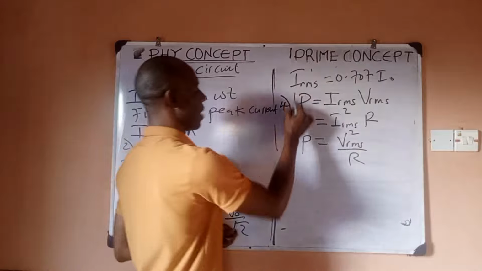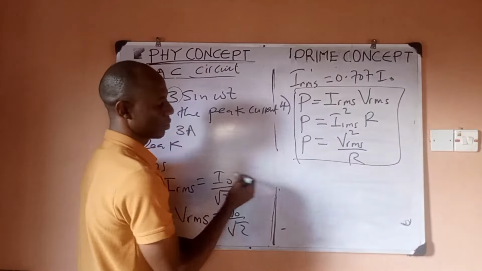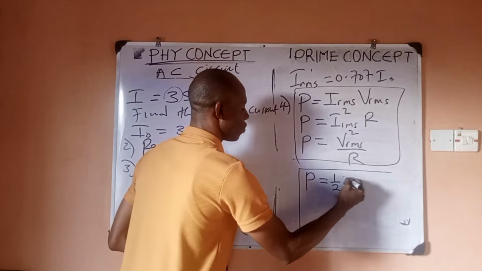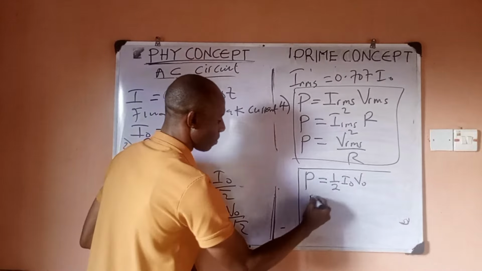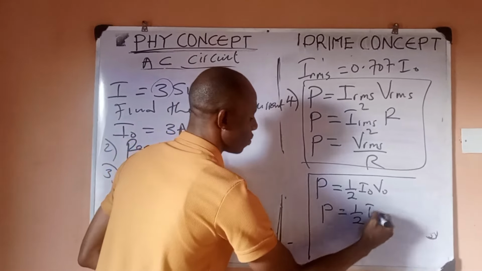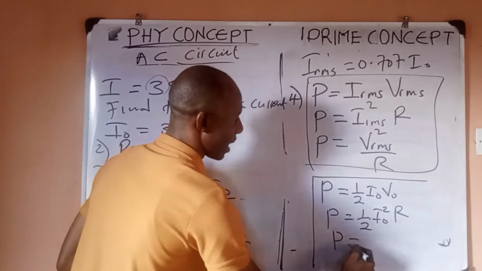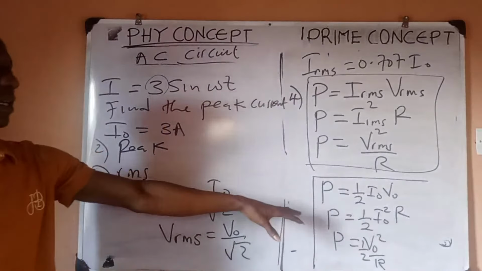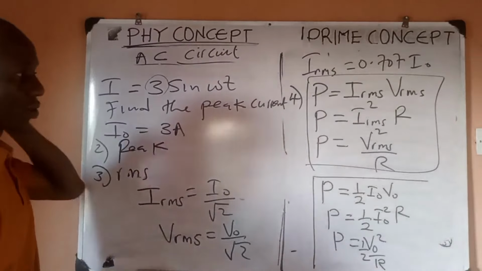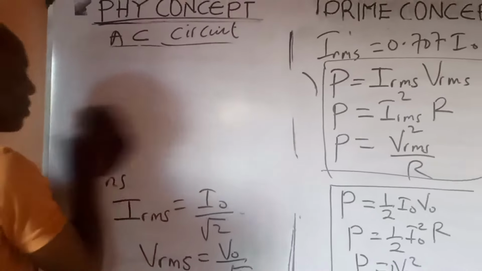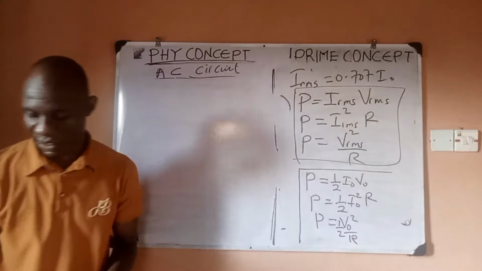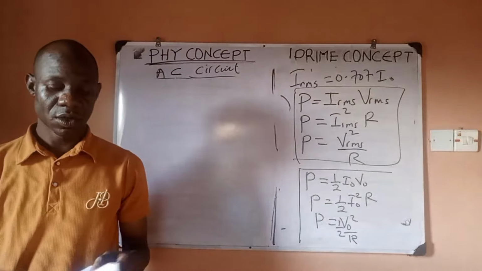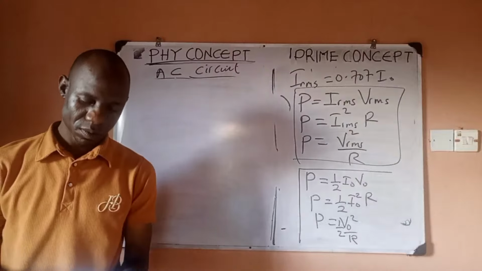You can also have power in terms of peak values, which would be given as power P is 1 over 2 I naught V naught, or power equals 1 over 2 I naught squared R, or power equals V naught squared over R. So these are formulas for power in terms of peak value. Any of those you use, you get the answer. Let me give you one question that would summarize all these things we have done so far, and we will move on and draw a conclusion, because I will be ending the class very soon.